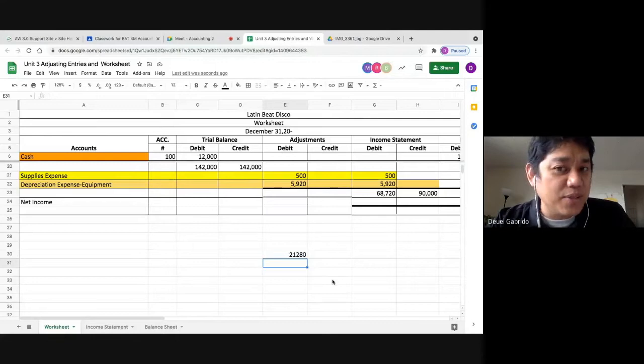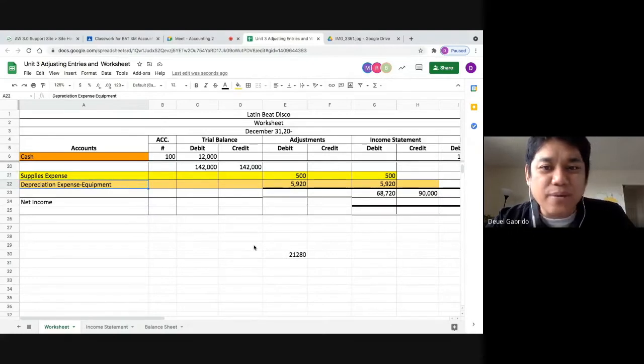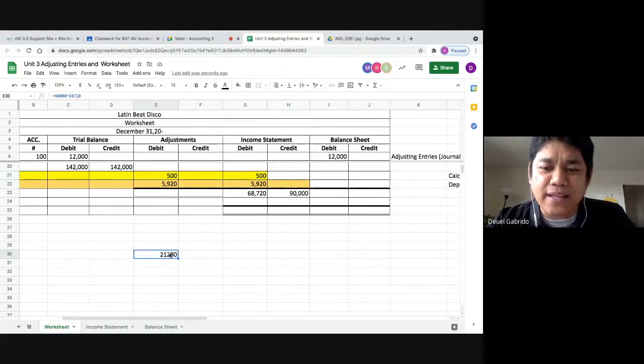So it's still good for the business, even if there are two extra expenses here at the bottom. We still manage to have a positive income. It's not a loss. So in the worksheet, guys, when you present, let me show you. This is how we present the net income.